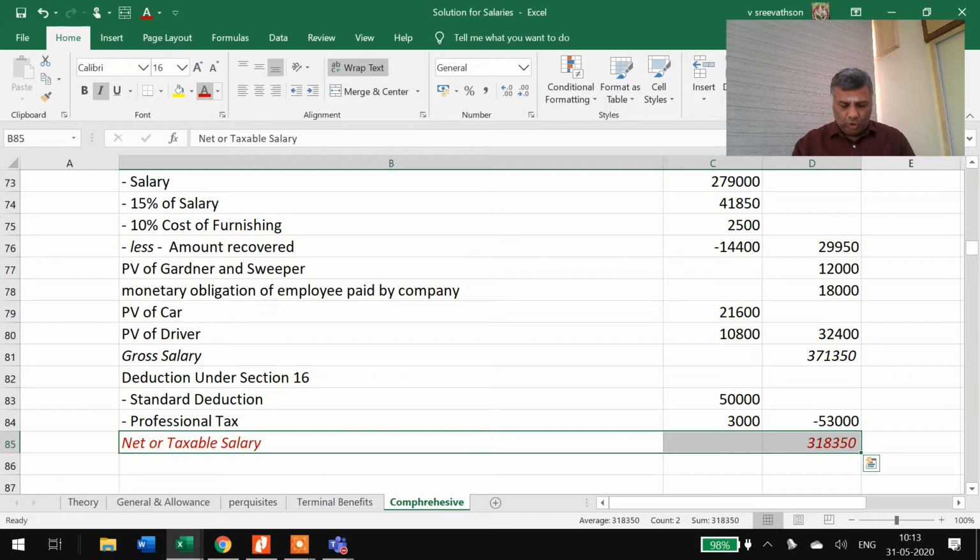Sir, in case house rent allowance is given, will we consider the commission here? No, we will not consider. Good question. We will only consider commission if it is a fixed percentage of turnover.